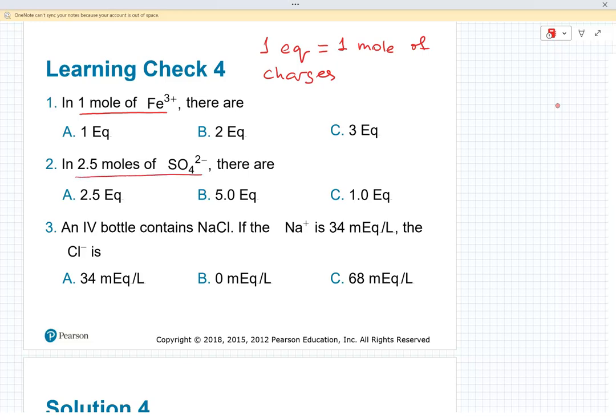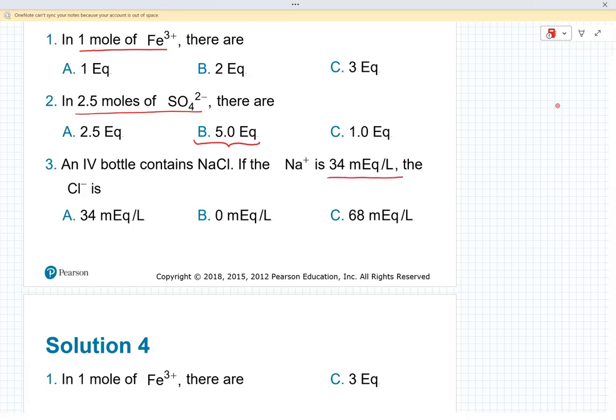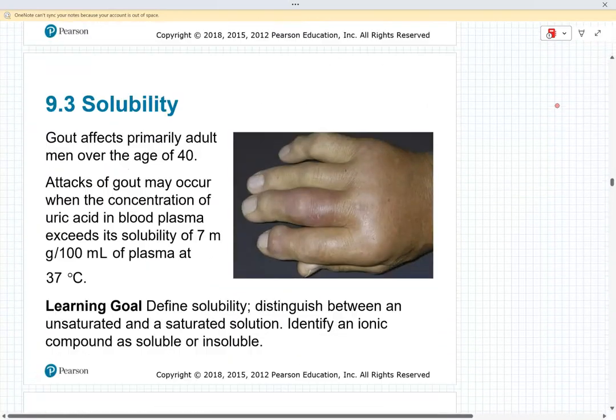This 2.5 moles of sulfate ions. How many equivalents do we have? 5, yes, because we multiply the number of moles by the charge. And if we have sodium chloride in a bottle and there are 35 milliequivalents of sodium, how many milliequivalents of chloride can you expect in the same bottle? Go ahead. 35, yes. Okay. Good, everyone? Any questions on this?